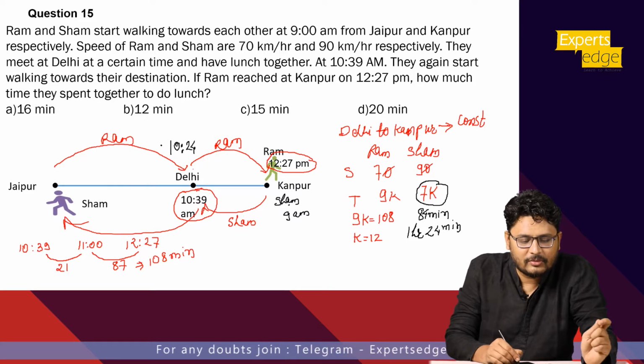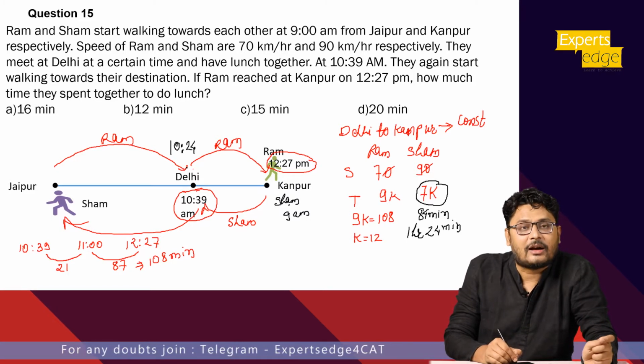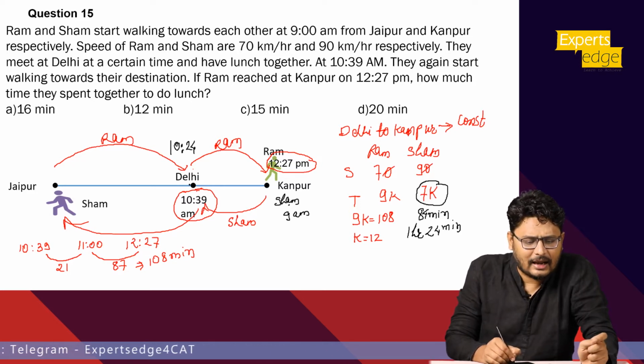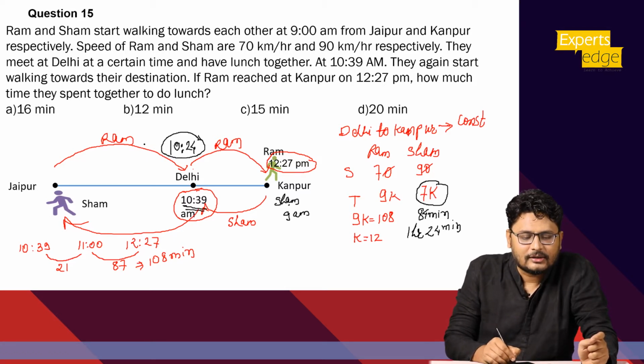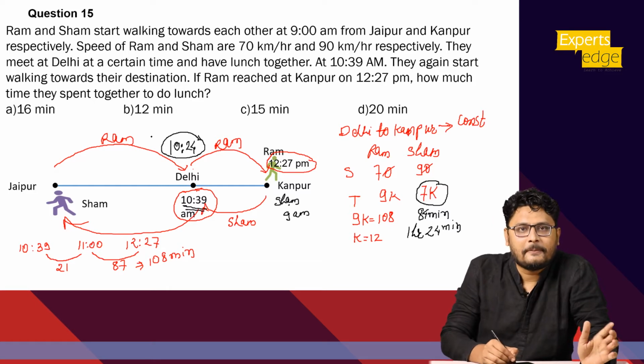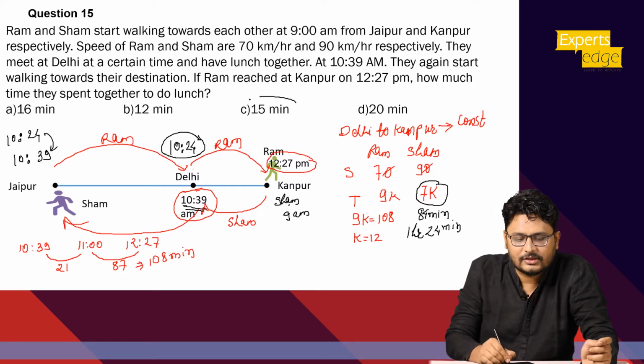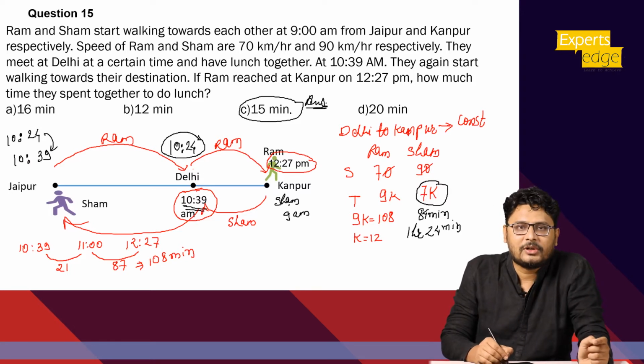So at 10:24 Ram also came here, similarly Sham also got here, right? They reach here at a certain time. Now they reached Delhi at 10:24, and they stayed till 10:39. That means how long did they have lunch? They must have had lunch for 15 minutes, right? From 10:24 to 10:39, what is the time gap? It's nothing but 15 minutes. So the answer to this particular question is 15 minutes. Okay, so I hope this particular question is clear.